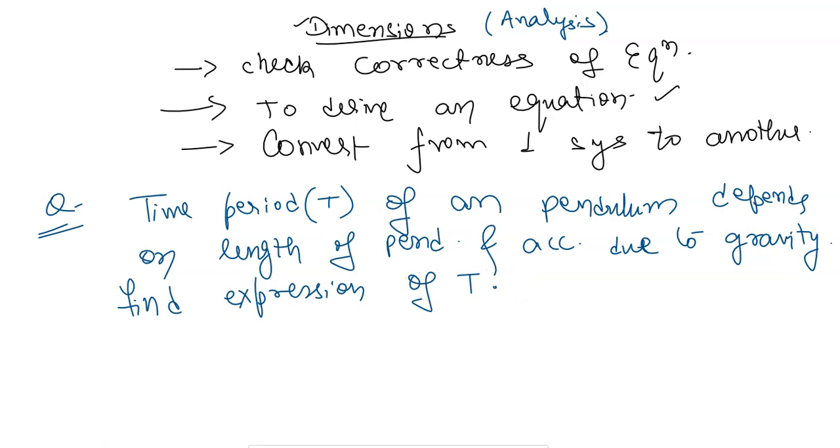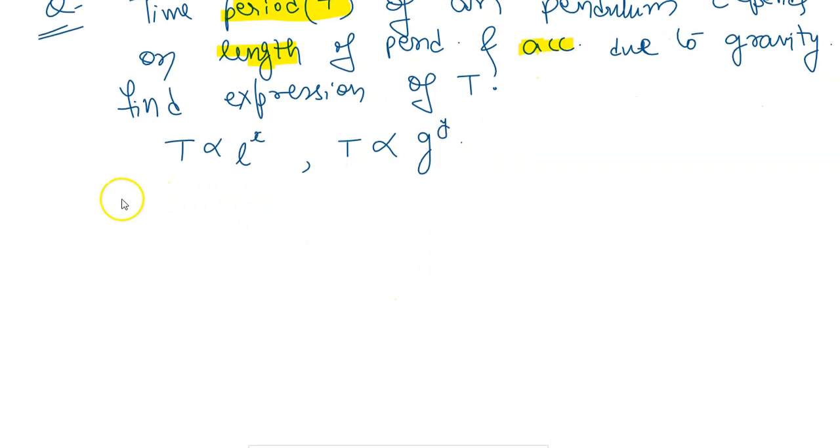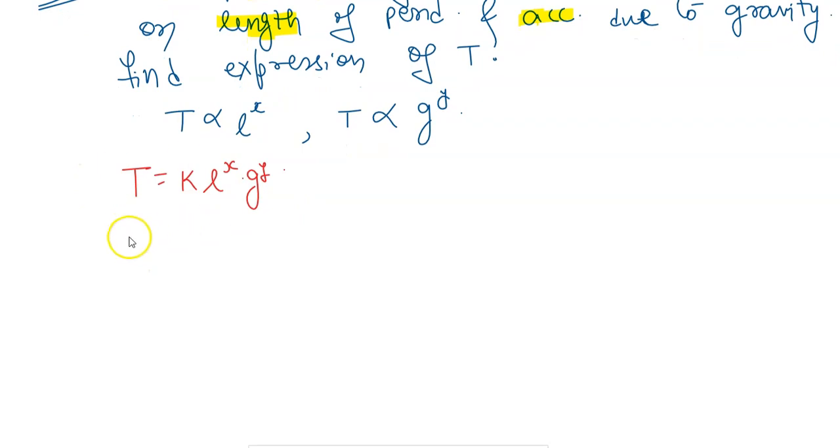So here we have the time period with us, that means its unit is second. It depends on the length of the pendulum, let us say L is the length, and acceleration due to gravity. So T is directly proportional to length to the power x, and T is directly proportional to acceleration due to gravity to the power y. Now combining this, we get T is equal to K L raised to x G raised to y. So we will just equate the dimensions on both sides.